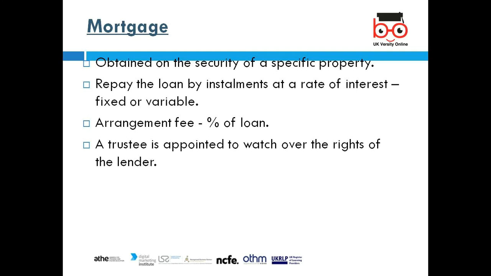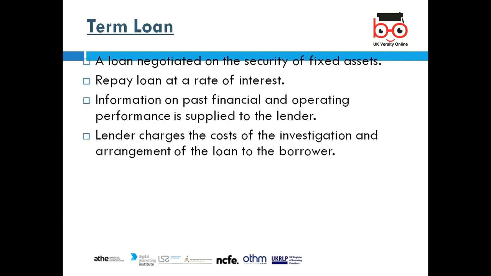A mortgage is obtained on the security of specific property, and the loan is repaid by installments at a rate of interest, fixed or variable. Arrangement fees we need to pay. A trustee is appointed to watch over the rights of the lender. So we need to look at the term loan.